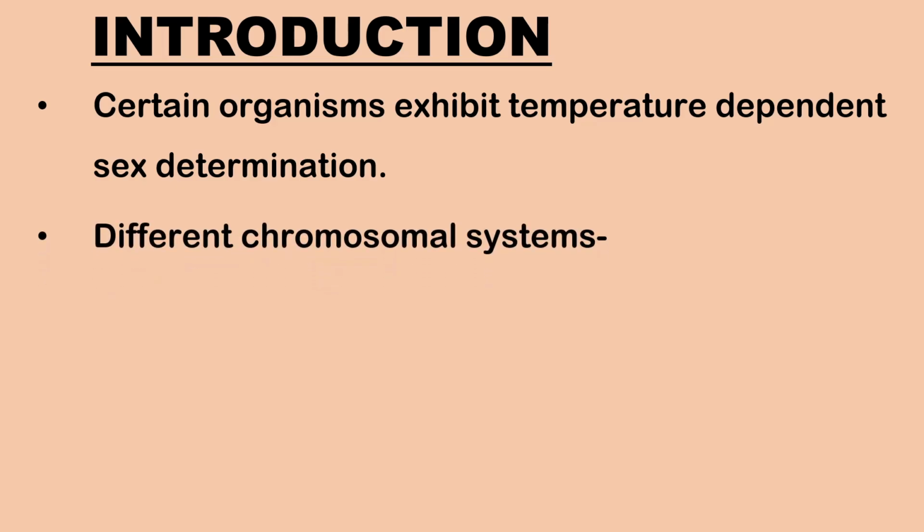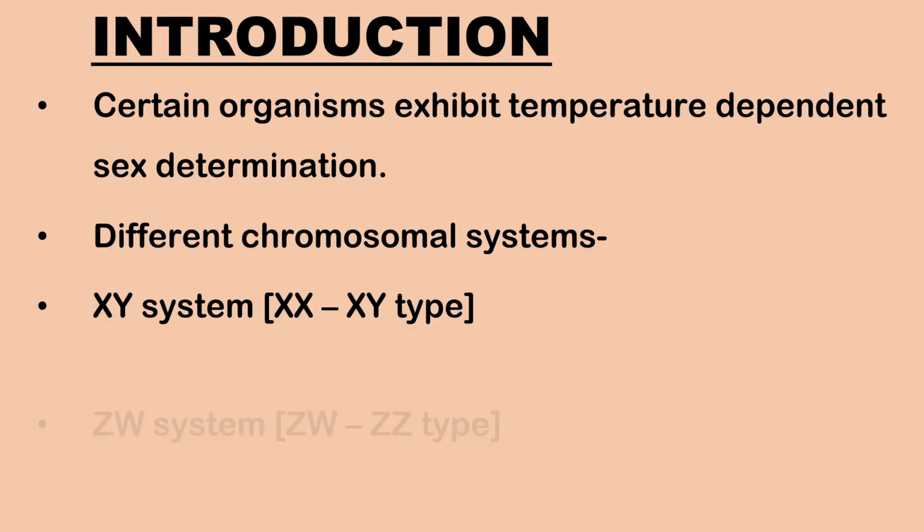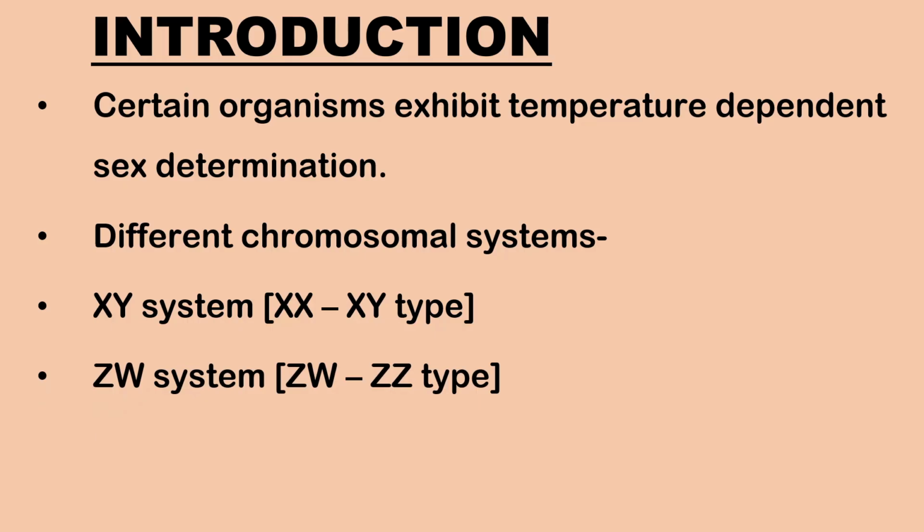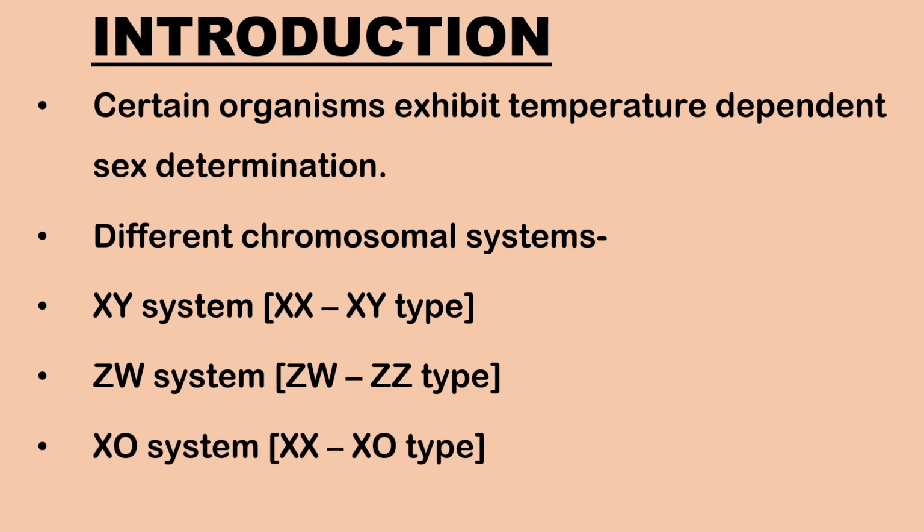There are different chromosomal systems, namely the XY system or XX and XY type, common in mammals. Males are XY and females are XX. ZW system or ZW and ZZ type, found in birds. Males are ZZ and females are ZW. And XO system or XX and XO type, seen in some insects. Males are XO and females are XX.